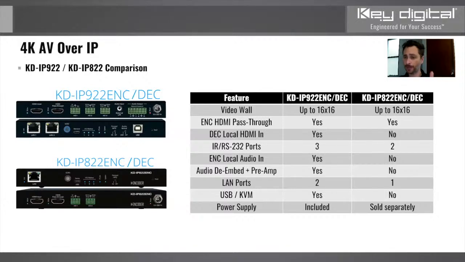And although you see power supplies on both the 922s and the 822s, the 922s include the power supply, the 822s do not. We assume you're using a PoE switch. It allows us to reduce the costs and pass that savings along to you. Once again, the IP822s come in at about 2/3 the cost of the 922s.